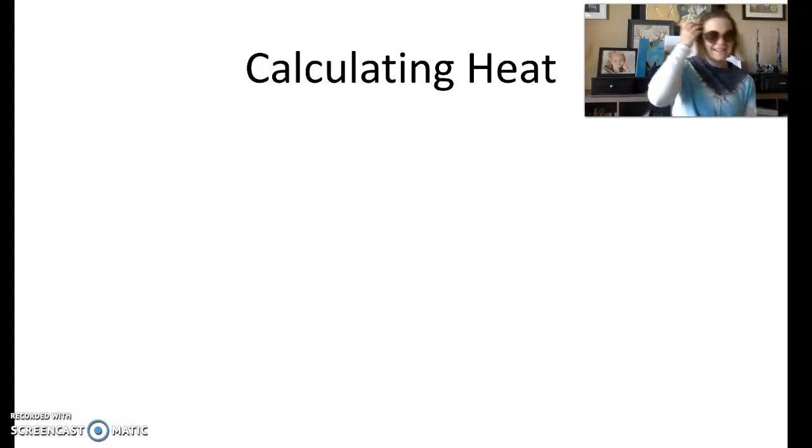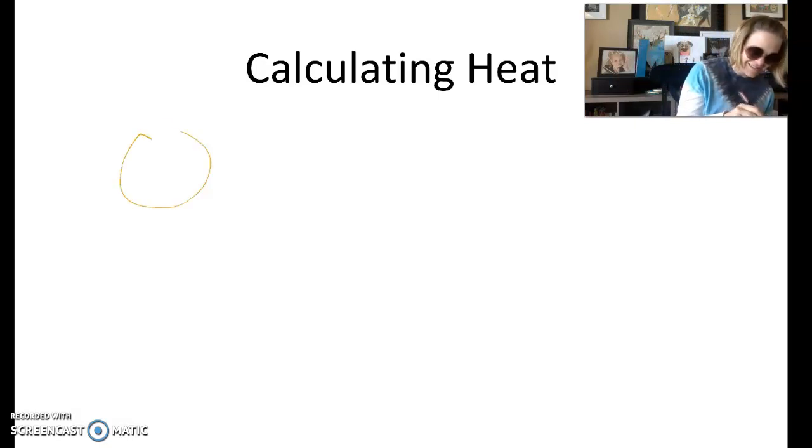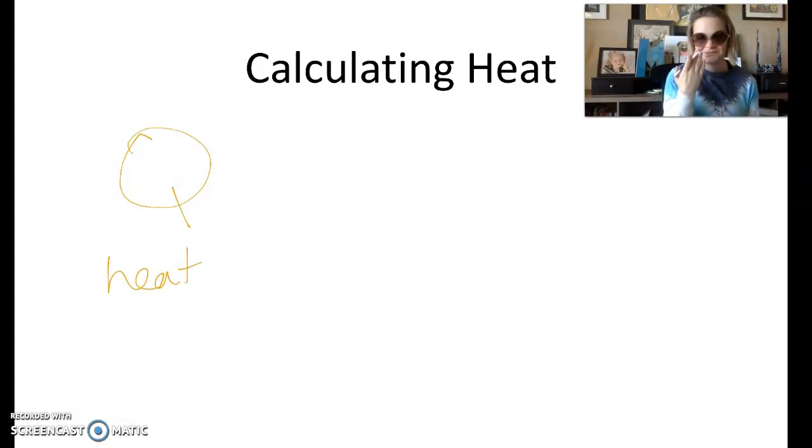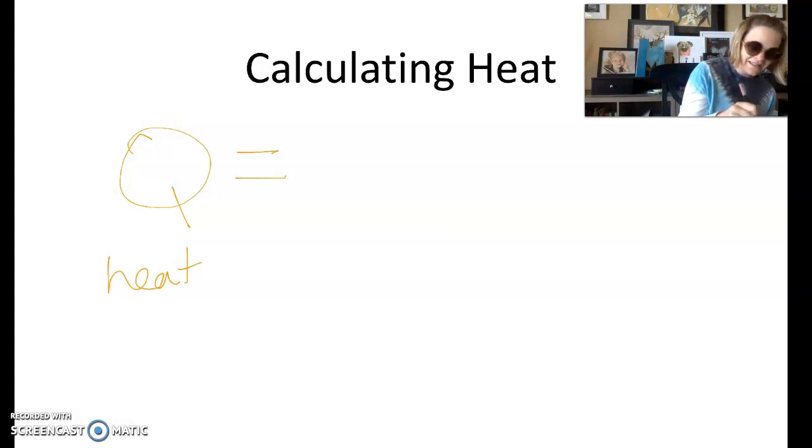To calculate heat, they use the letter Q to represent heat or the energy involved. Makes sense. But they take the mass of, I'm going to write, the substance being heated.